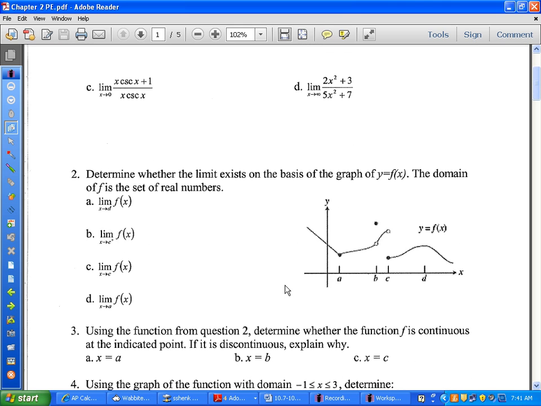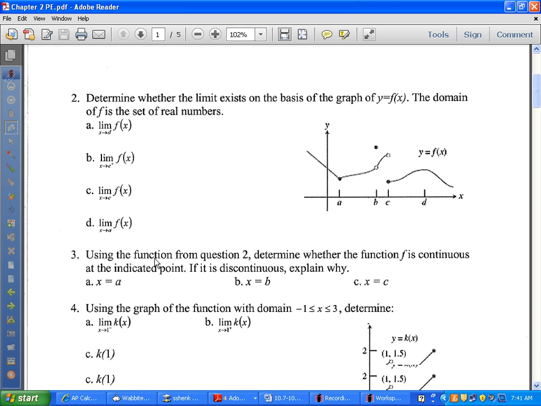Number 2, we've seen this a couple times then. We've got a function over here. Can you clearly see the open versus the closed circles? Okay. So they're just asking some two-sided limits, some one-sided limits, so on and so forth. And 3 goes along with this graph as well. They're asking you about being continuous.